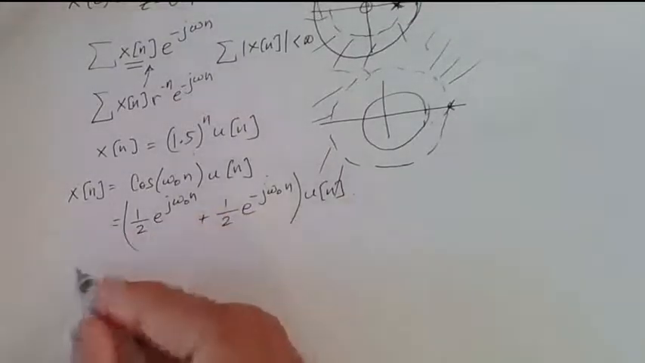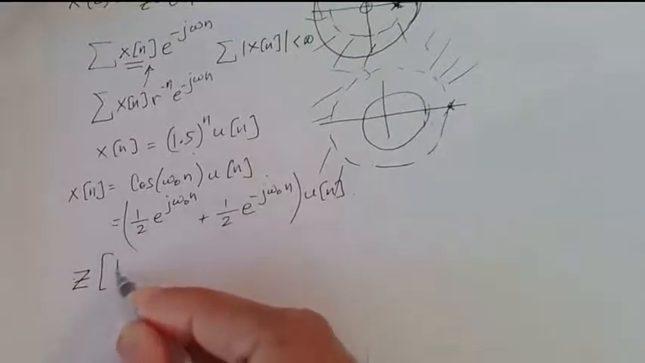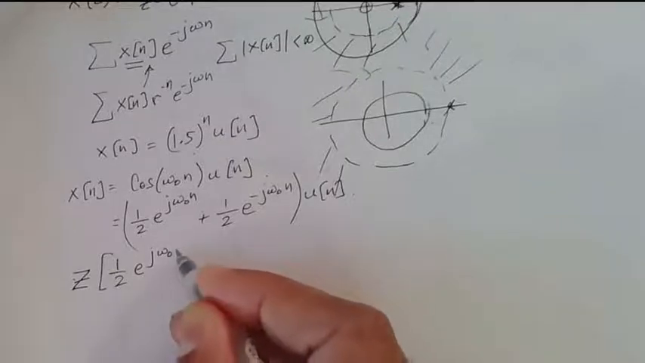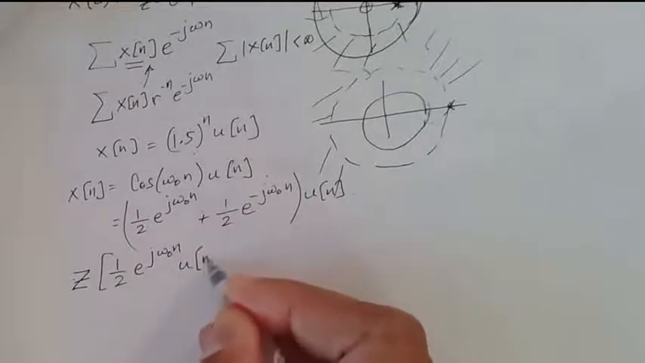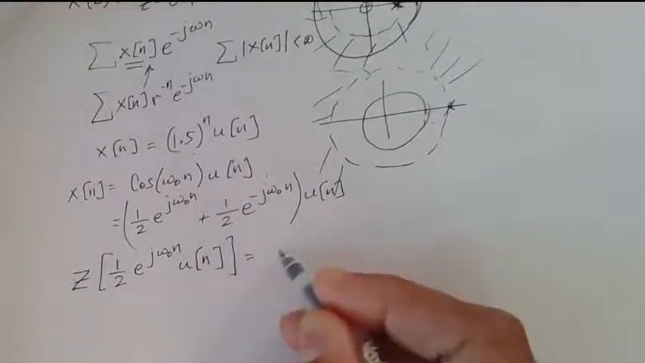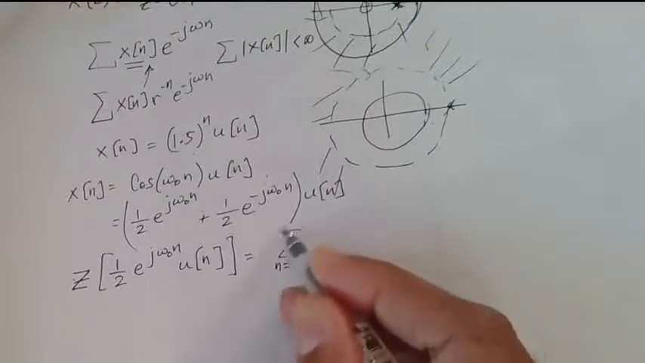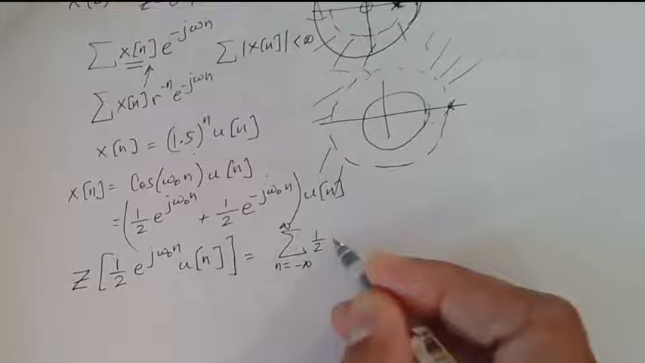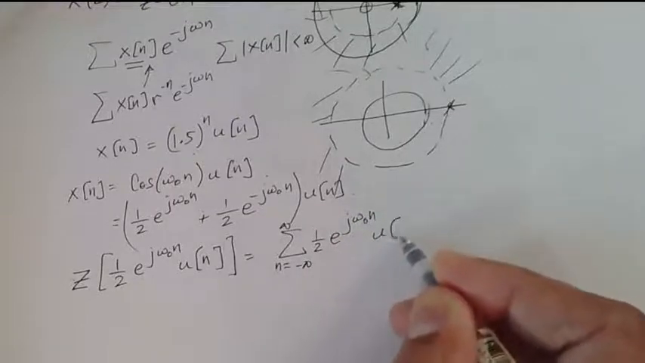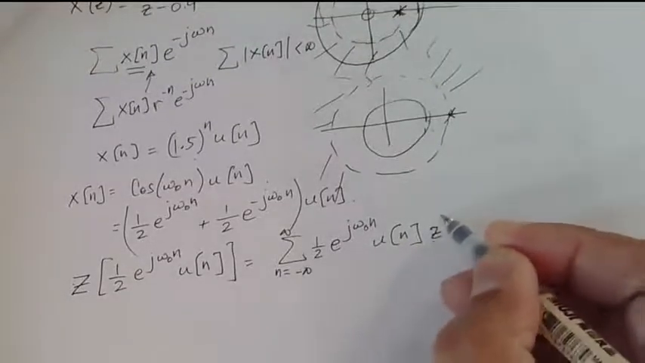So let me do that. I'll write the z transform like this. The z transform of 1/2 e to the j omega naught n u of n is equal to the summation from n equals minus infinity to infinity of 1/2 e to the j omega naught n u of n times z to the minus n.